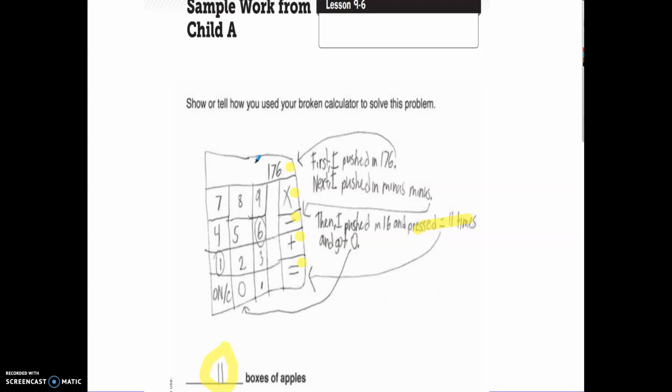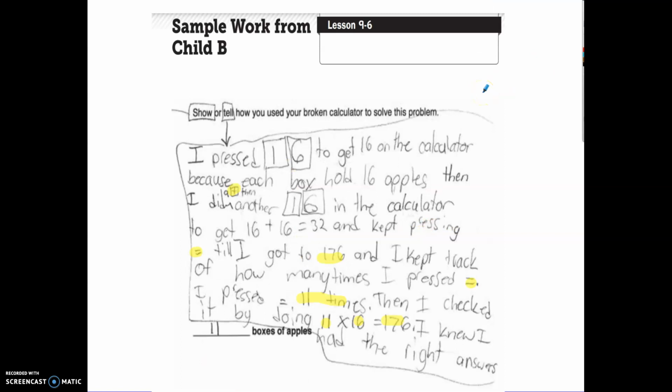And how are they different? Well, child A used subtraction. Child B used addition. Both pretty clever ideas. All right.